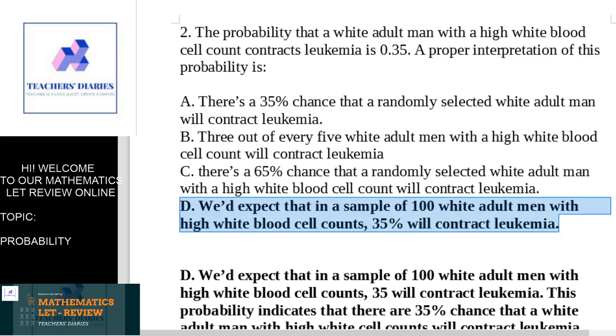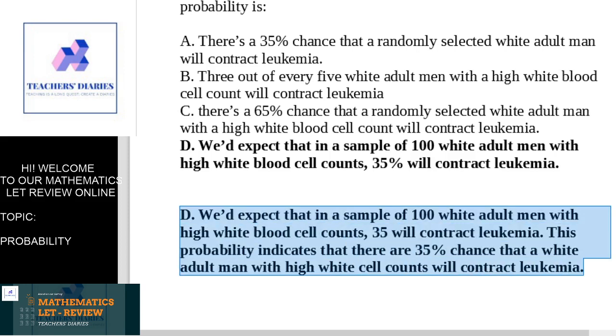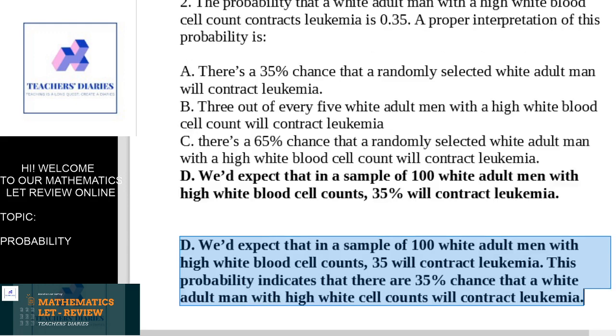So we expect that in a sample of 100 white adult men with high white blood cell counts, 35% will contract leukemia, and this is the explanation. So we'd expect that in a sample of 100 white adult men with high white blood cell counts, 35 will contract leukemia. This probability indicates that there is a 35% chance that a white adult man with high white cell counts will contract leukemia. So that's probably the answer on question number 2.